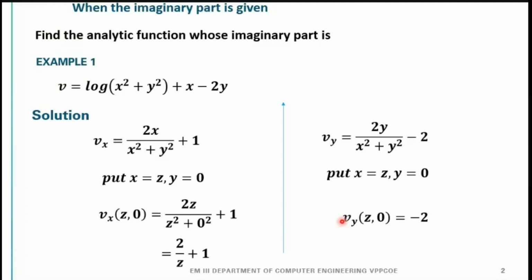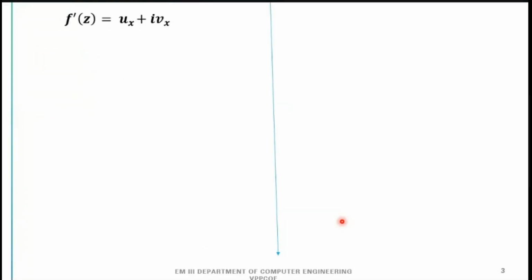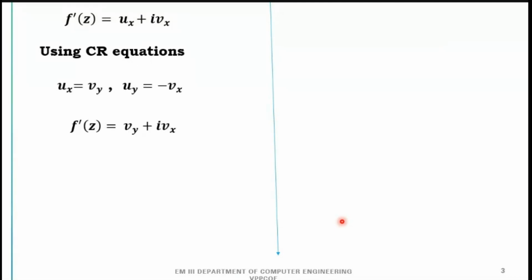And now we are having vx and vy. But in f dash of z, we are having ux and vx. U is not known to us. So now we have to make use of the CR equation and replace ux by vy to write f dash of z as vy plus i into vx. The reason is ux is not known.